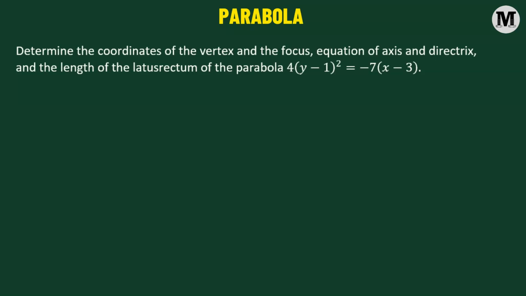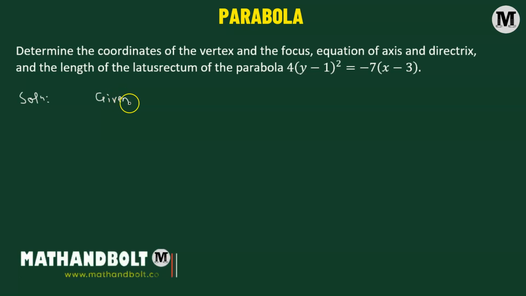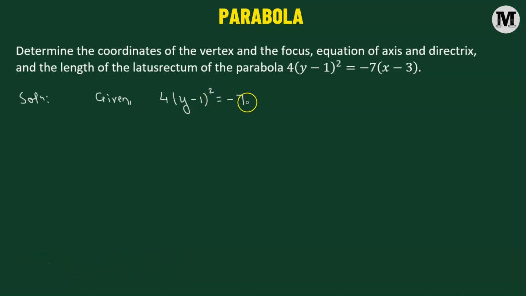In this problem, we need to determine the coordinates of the vertex and the focus, equation of the axis and directrix, and the length of the latus rectum of this parabola. Let's begin. We'll start with the given equation of the parabola. So here we have 4 multiplied by (y minus 1) whole squared equals negative 7 times (x minus 3).